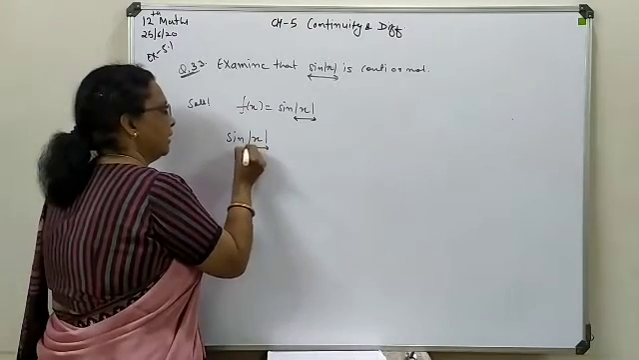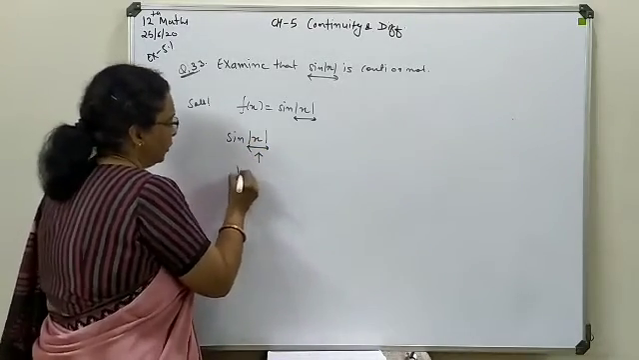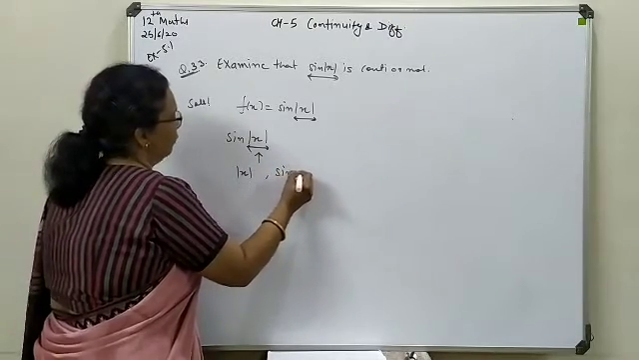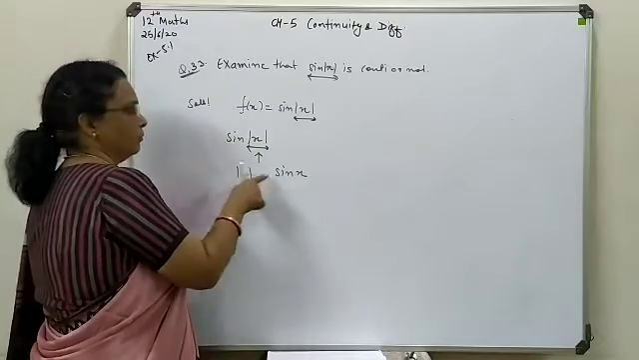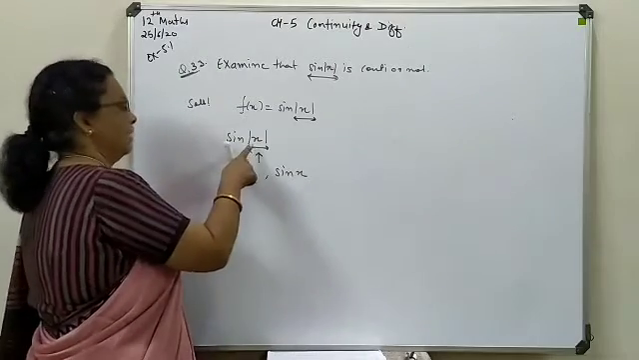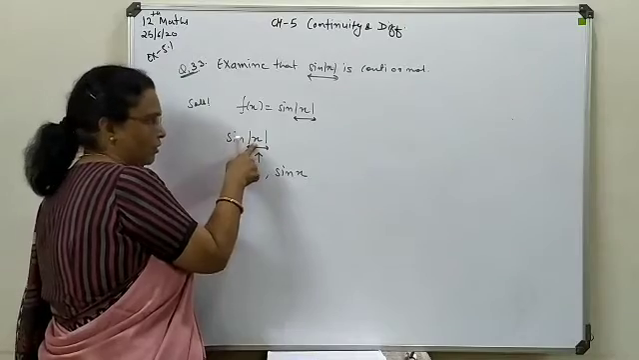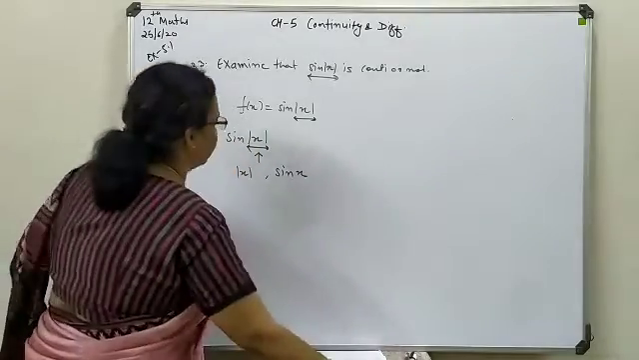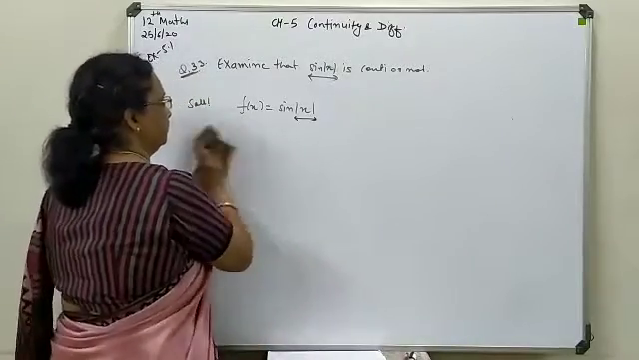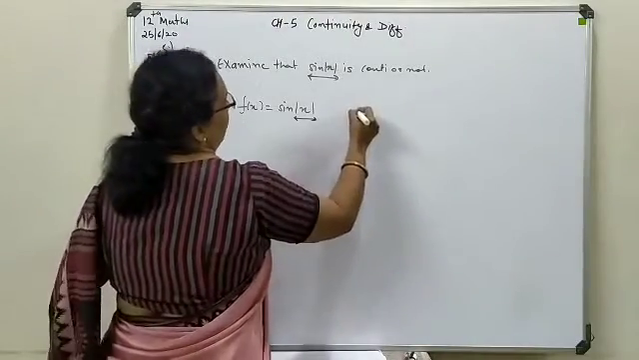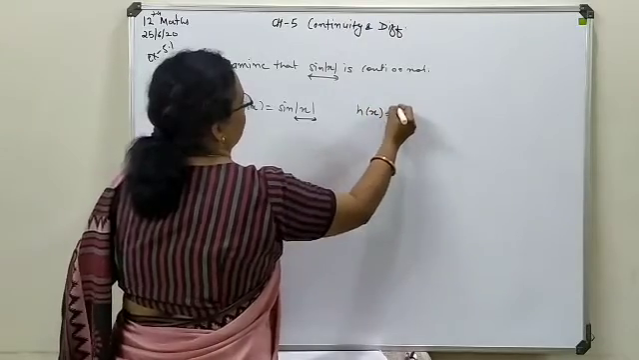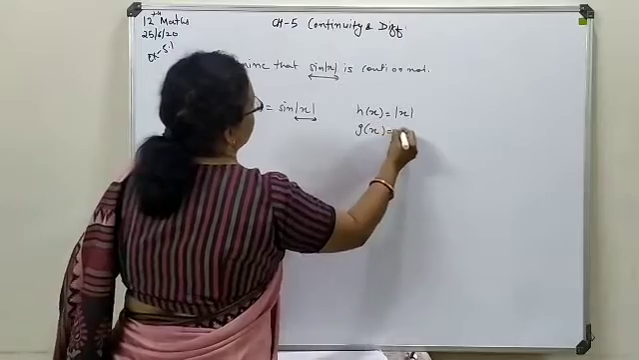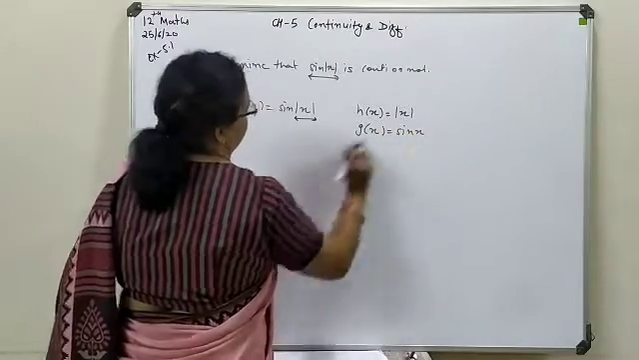This question is available in two parts. The first one is modulus of x, another is sine of x. These two functions we suppose as follows: the inside one as the h function, the outside one as the g function. So here we will write h(x) as modulus of x, and as the main function g(x) as sine of x.